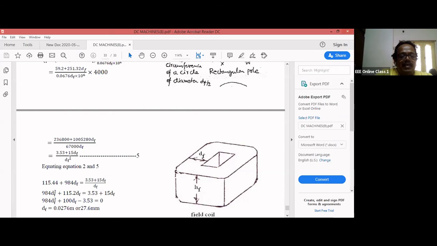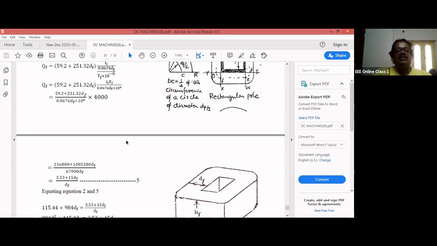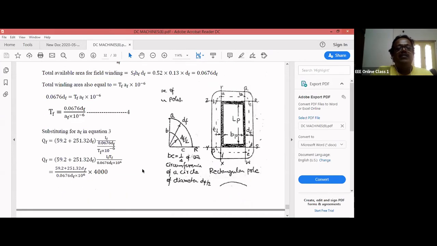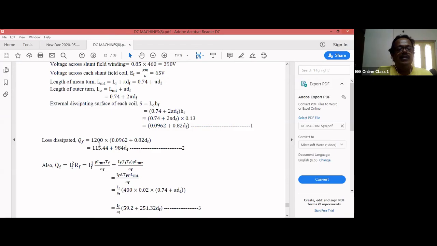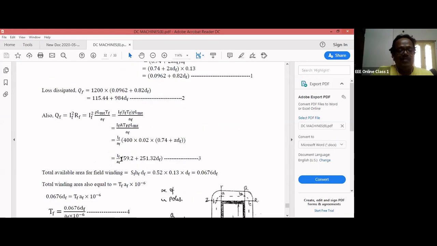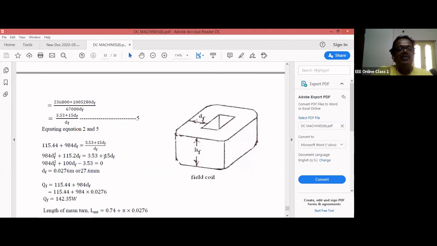3.53 plus 15 DF divided by DF. This is equation 5. QF is equal to this term. Also QF in equation 2, this term. So equating 2 and 5, what can you calculate? You can calculate DF. Just solve this equation; you'll get a quadratic equation and calculate DF. So what did you get for DF? DF is equal to 0.027 meter or 27.6 mm.